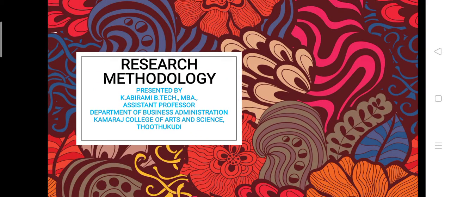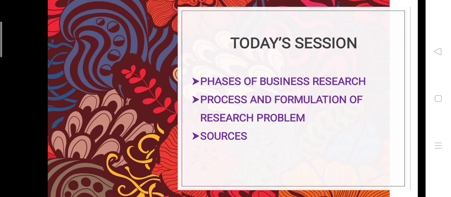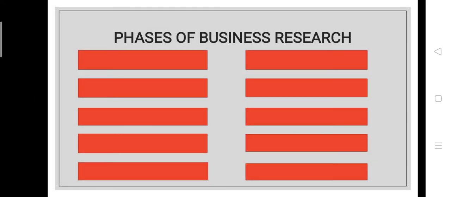Hello everyone. In this session, we will discuss some of the important concepts of research methodology. So, today's session is about phases of business research, process and formulation of research problem, and sources. So, the first topic is phases of business research. It includes some 10 phases. We will discuss one by one in detail.